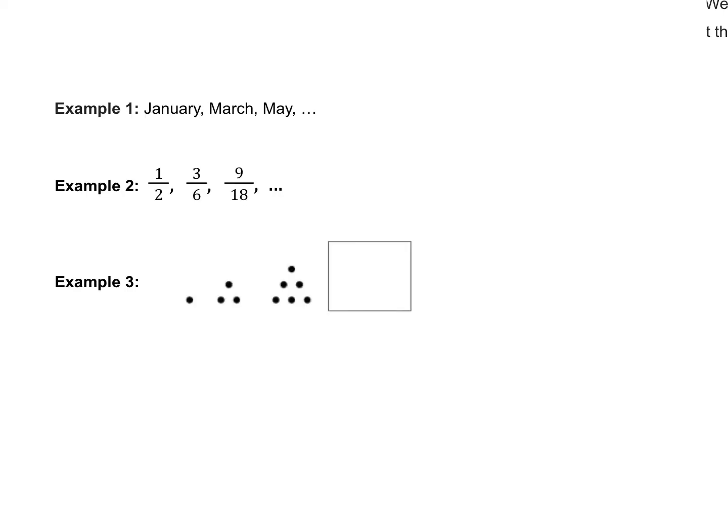We've got some patterns. Example 1, January, March, May. Hopefully you recognize those as months in the year, but they're not the first 3 months of the year, are they? What's happening? Oh, we're skipping. It goes January, then February, March, April. So then that's the pattern. We're skipping months. So we're going to skip over what comes after May, June. And so then the next in our pattern is going to be July. And you could keep going, of course. September, November, and then back to the start in January.